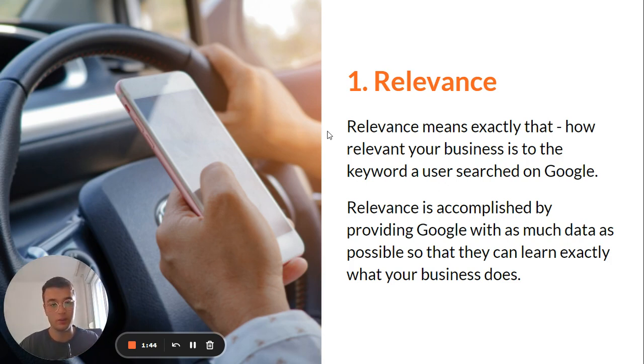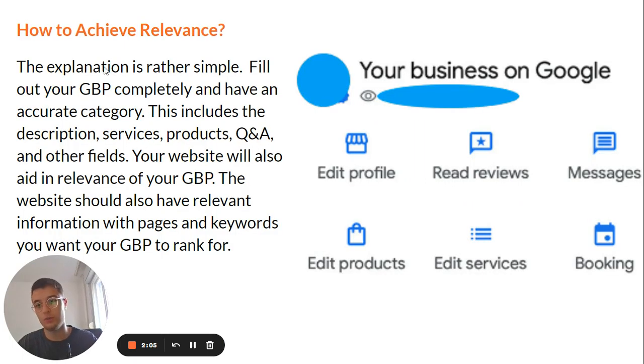So relevance means exactly that: how relevant your business is to the keyword searched on Google by a particular user in a particular location. Relevance is accomplished by providing Google with as much data as possible so that they can learn exactly what your business does. How do you provide them with that data? Well, good question. How to achieve relevance? The explanation is rather simple.